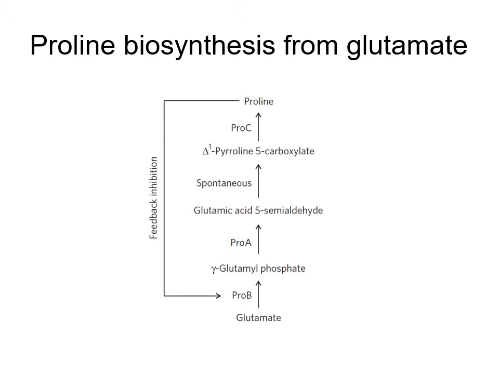Now, a cell that's missing any one of these enzymes would not be able to synthesize proline, and so that would be an example of a proline auxotroph. But that cell, therefore, could not grow on minimal medium, even though it's got glucose or ammonium, because it needs proline for the synthesis of its proteins. But we can supplement the medium with proline and enable the cell to grow even though it's actually missing a complete biochemical pathway for that amino acid.